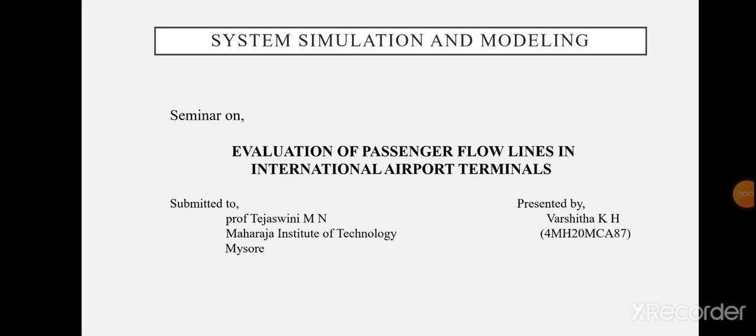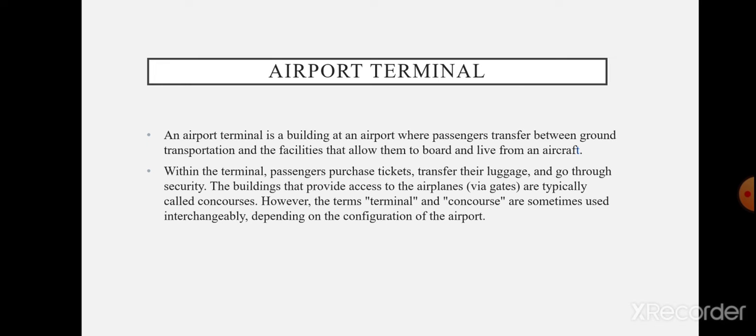In the subject System Simulation and Modeling, I am going to explain evolution of passenger flow lines in international airport terminals. First, let us know about what is an airport terminal. An airport terminal is a building at an airport where passengers transfer between ground transportation and the facilities that allow them to board and leave aircraft.